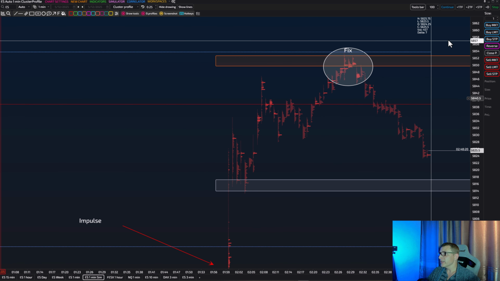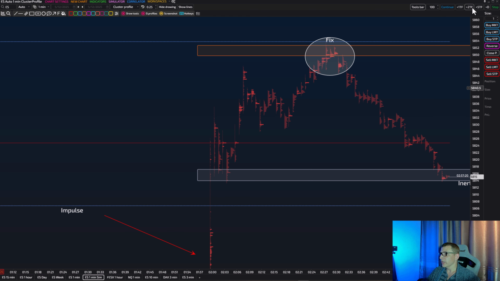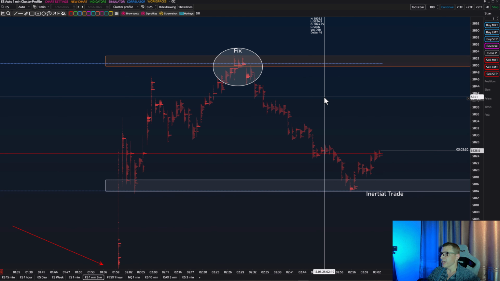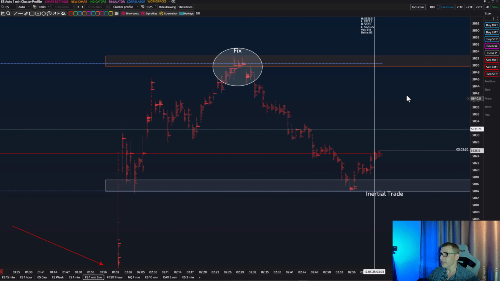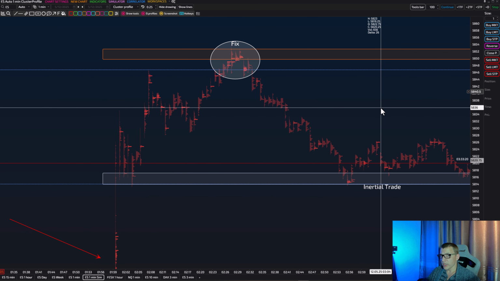Okay, what is the next step after the fix? An inertial trade, right? And this is exactly what is happening here, an inertial trade. Can we trade an inertial trade? Yes. Actually, as I already said, an inertial trade is a trade taken in the same direction as the previous movement.